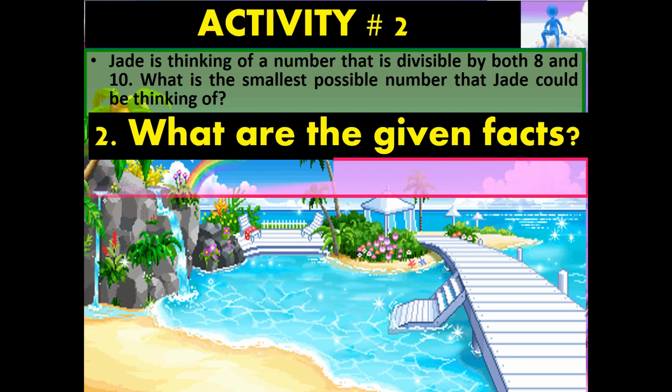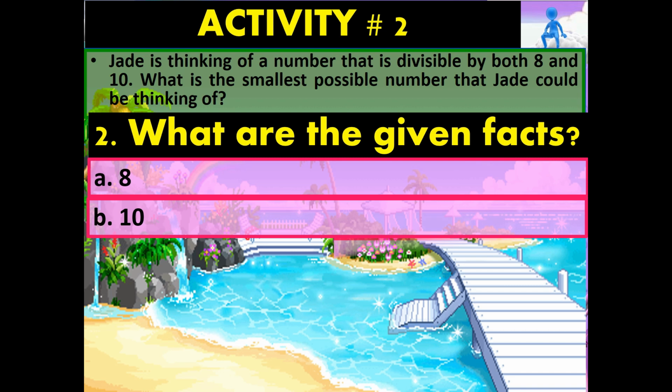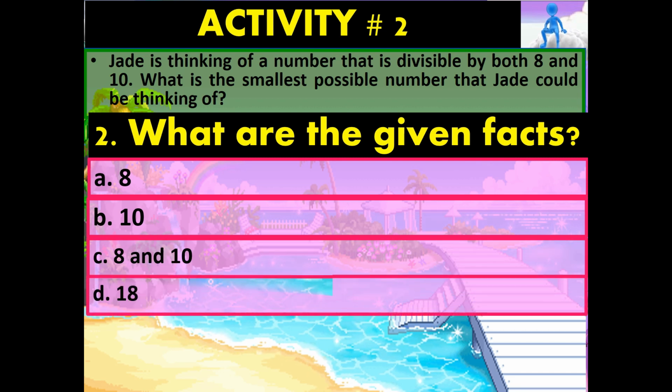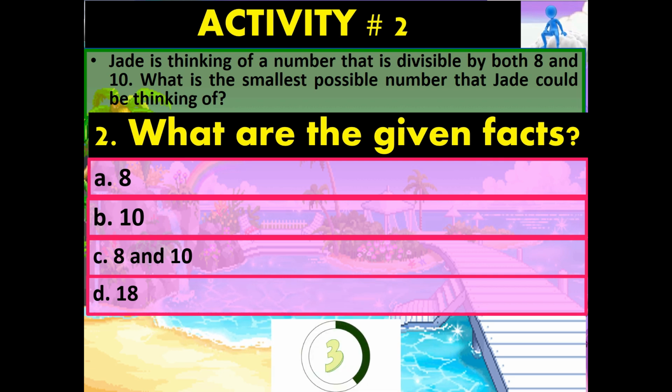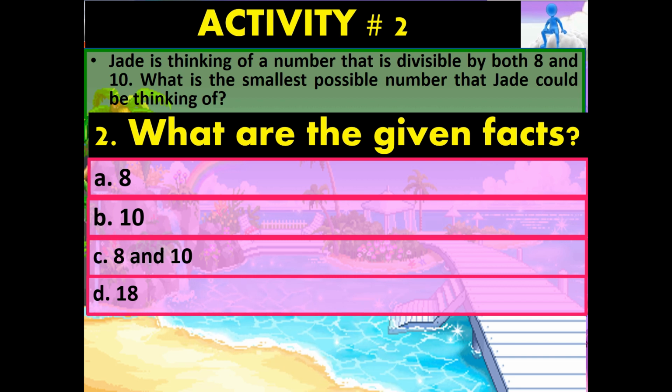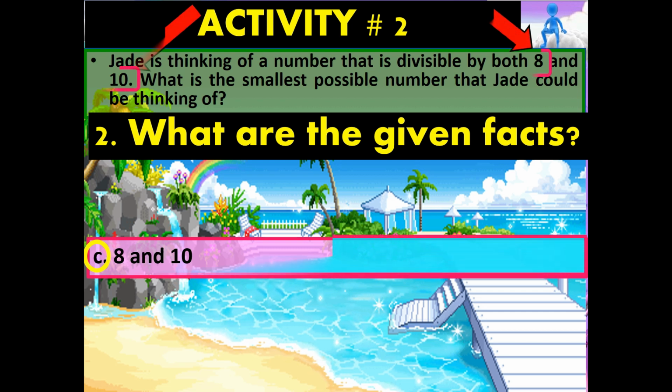Question number 2. What are the given facts? A. 8, B. 10, C. 8 and 10, D. 18. Your timer starts now. Alright, the answer is letter C, 8 and 10.